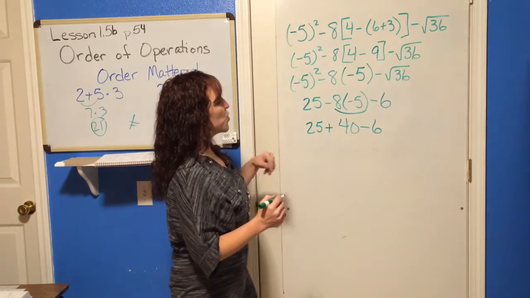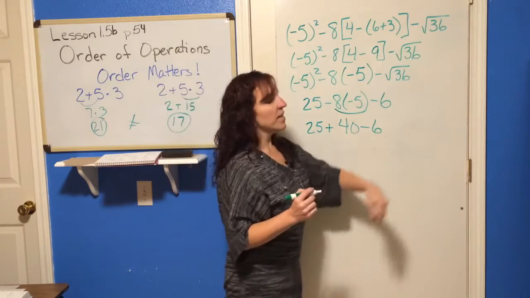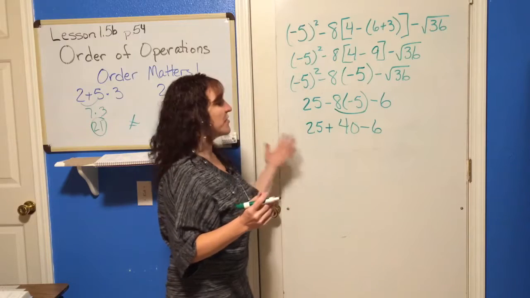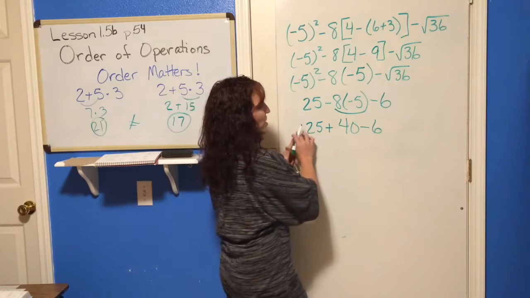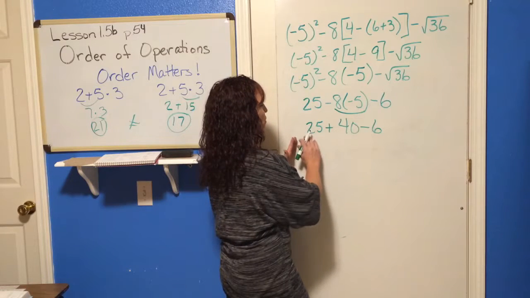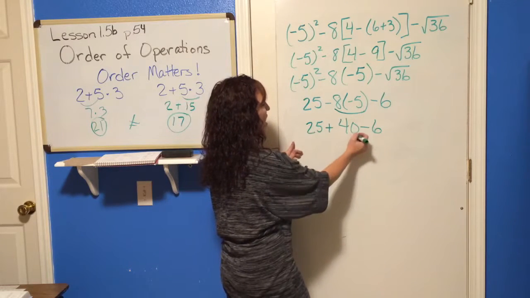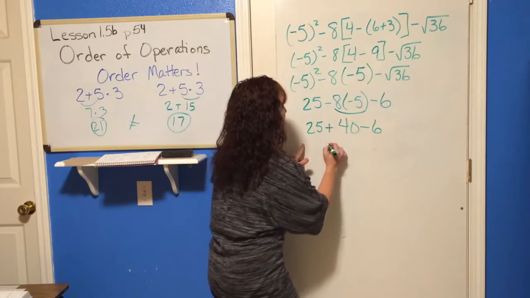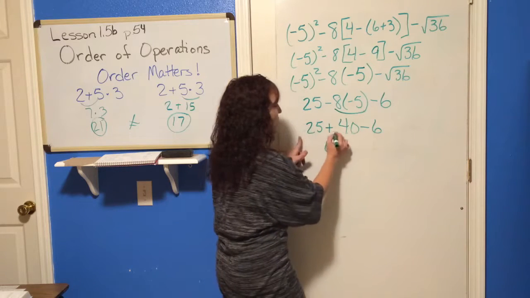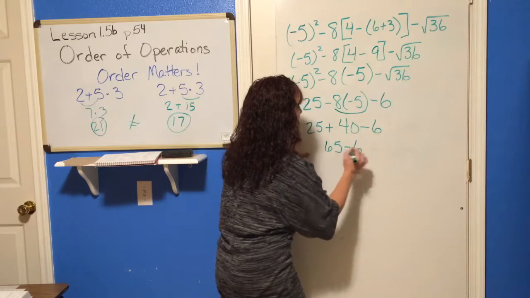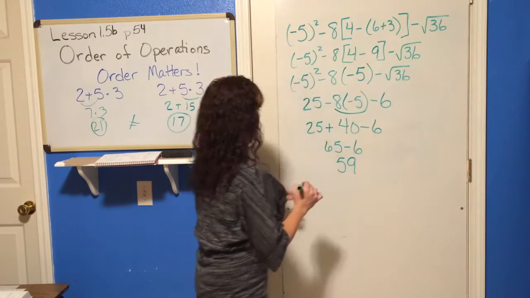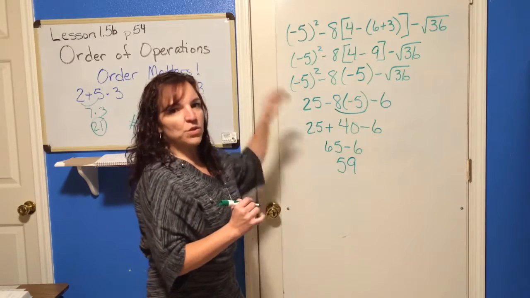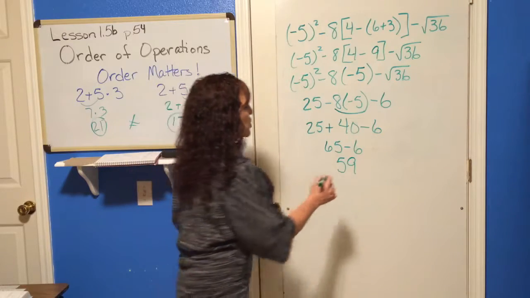All right, and now is when we add and subtract, because that's all that's left from left to right. And this is where you simply make sure you're starting from the left and going to the right. Keep your positives here together. 25 and 40 is 65, and they're both positive, so your answer is positive. Minus 6 is 59. All right, so start at the beginning. Make sure you understand each step.